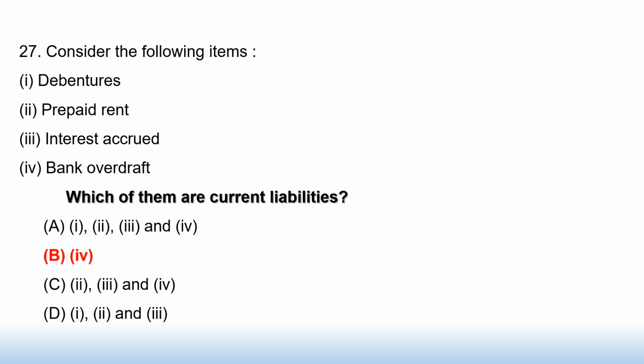Consider the following items. Option 1, debentures, 2, prepaid rent, 3, interest accrued, 4, bank overdraft. Which of them are current liabilities? Answer option 4, bank overdraft.